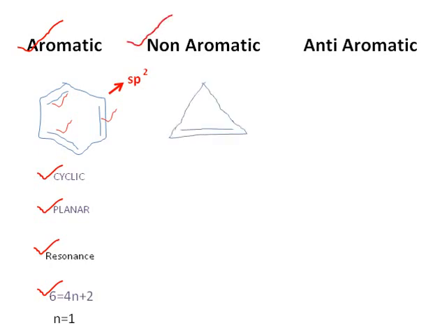Next we will go to the non-aromatic compound. Here I have taken a very simple compound, cyclopropene. Again we will see all the characteristics of aromaticity one by one. First of all, it is a cyclic one. You can see the molecule. Next, it is a planar molecule.